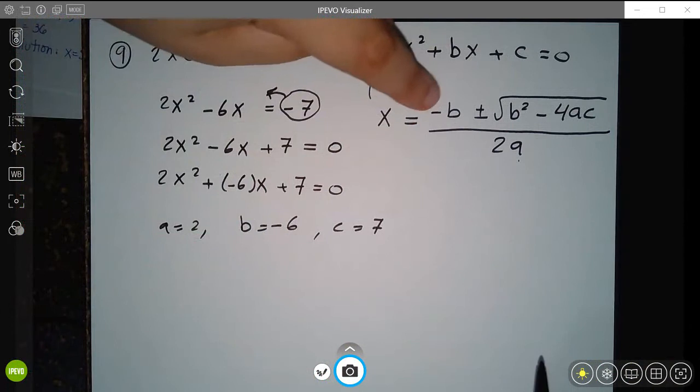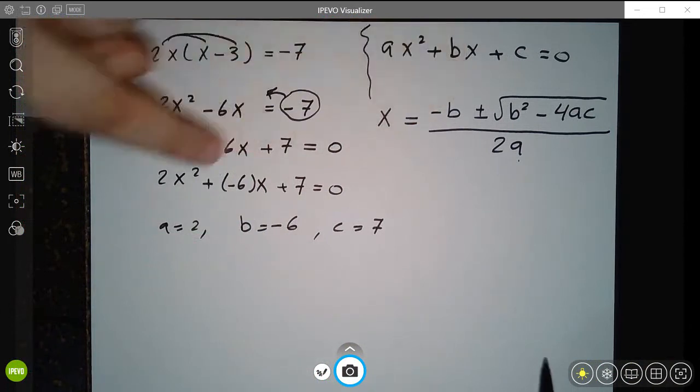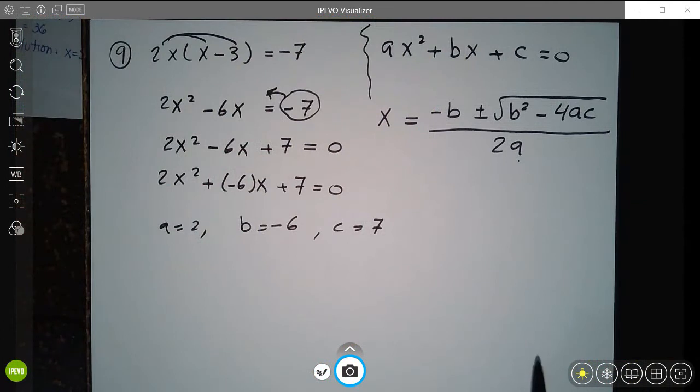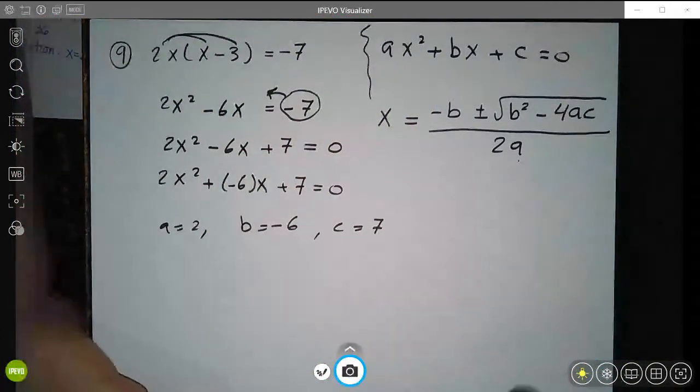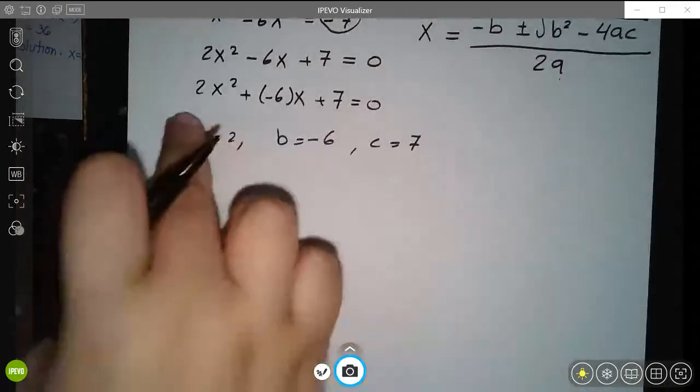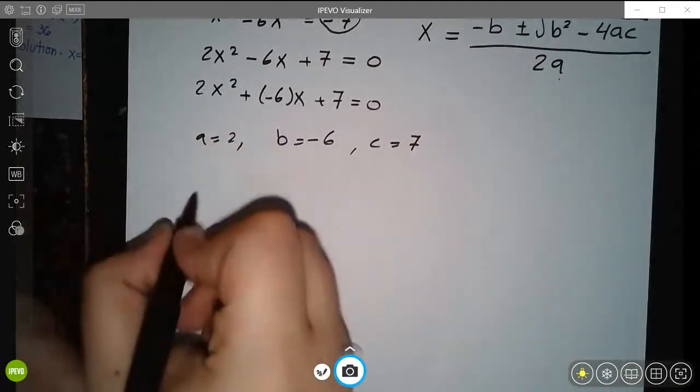Okay, so basically the equation says negative b, you need to flip the sign of b every time. If it's positive, it's going to turn negative. If it's already negative, it's going to go back to positive. Yeah? Now, let's use the equation. Here are my a, b, and c.